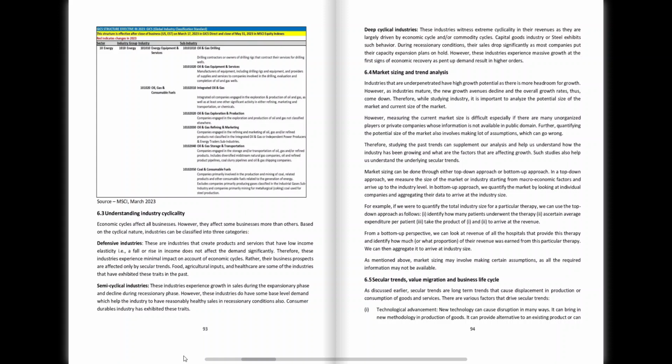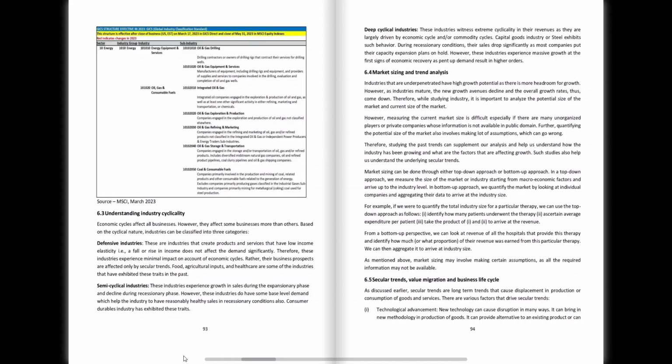These are industries that create products and services that have low income elasticity, i.e., a fall or rise in income does not affect the demand significantly. Therefore, these industries experience minimal impact on account of economic cycles. Rather, their business prospects are affected only by secular trends. Food, agricultural inputs, and healthcare are some of the industries that have exhibited these traits in the past.